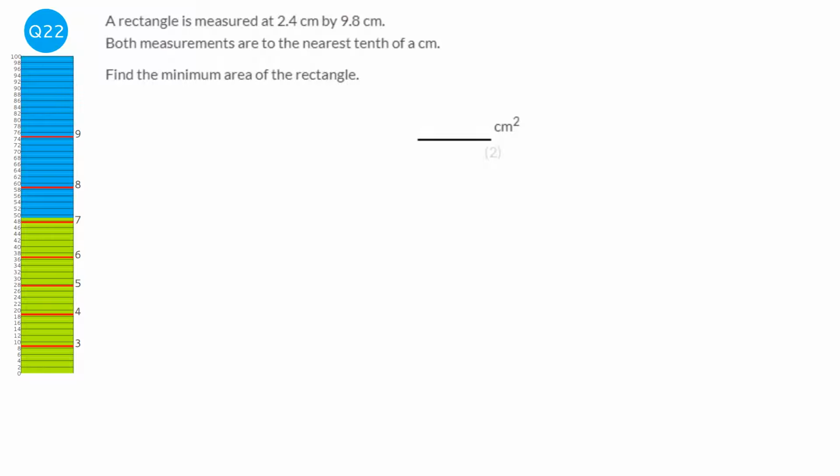To find the area of a rectangle, all we do is the length times the width. So the length, doesn't matter which way around we do this, is say 2.4, and the width is 9.8. But it says it wants to find the minimum area. So to find the minimum area, what we want to do is find the minimum length and the minimum width. So it says it's rounded to the nearest tenth of a centimetre.